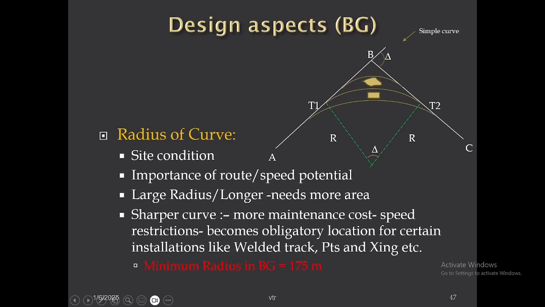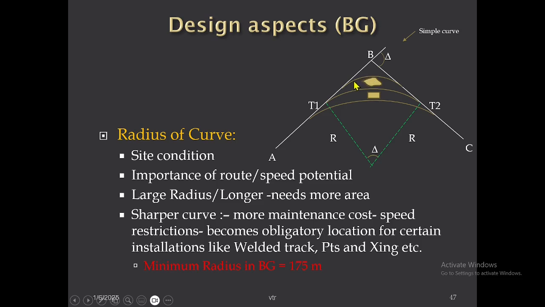And coming to the design aspects of curve radius, we cannot exactly fix the radius. That is based on so many conditions, site conditions, speed potential, importance of the route, and all those things. Based on that you have to decide. And in some cases, we want to provide a curve, but we can't provide it because there will be some obligatory points. Some obstacle will be there, so we can't. We can go this way. Okay, if you are going very close to the apex, that means it will become sharper.